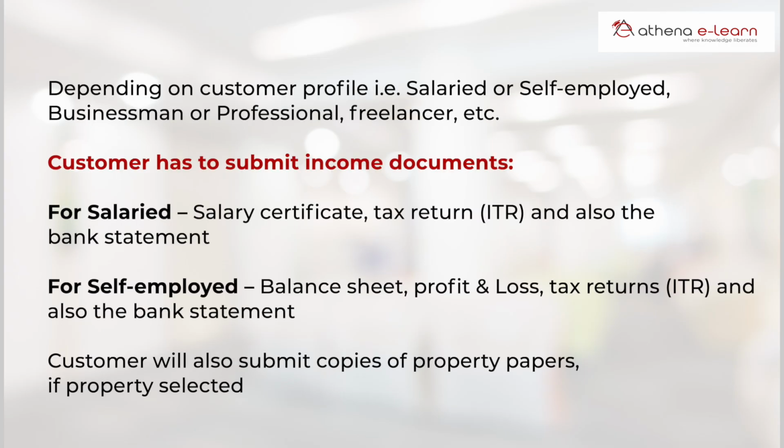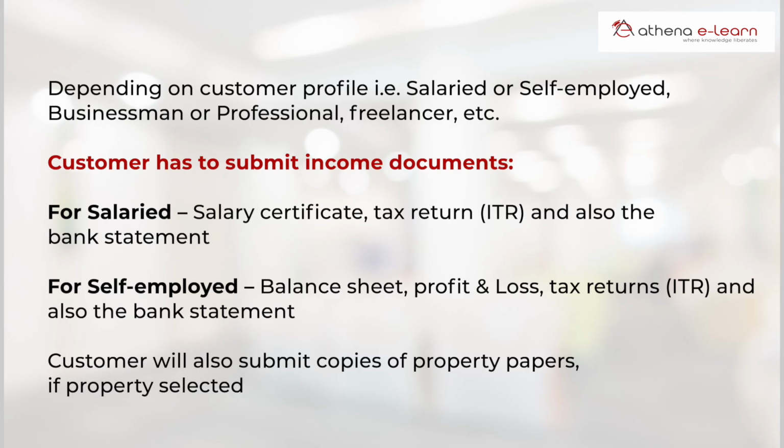Now, depending on your profile, are you self-employed, businessman, professional, salaried, freelancing or any such activity, you have to submit documents that evidences your income. So, for example, if you are a salaried person, you would give your salary certificate or your tax returns. If you are self-employed, you would give your balance sheet, your P&L and your tax returns. You would also submit copies of your bank statement. You will also submit, if you have ready by then, your property papers, the property that you are planning to buy.